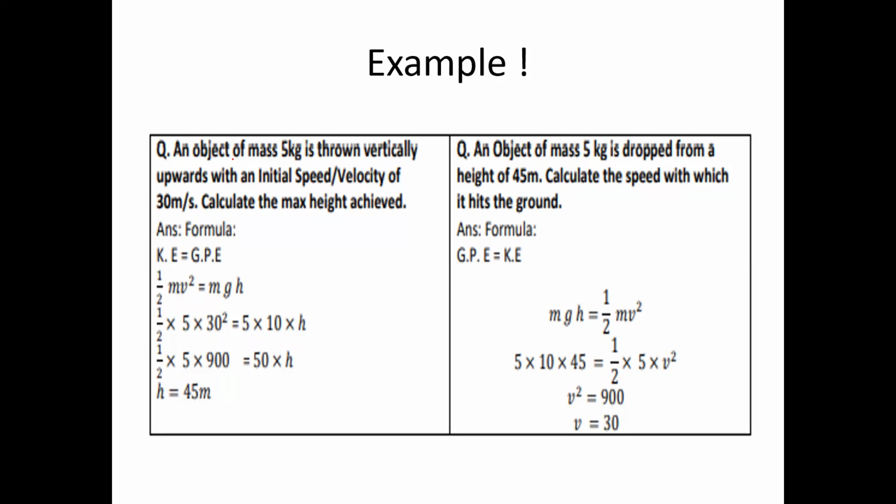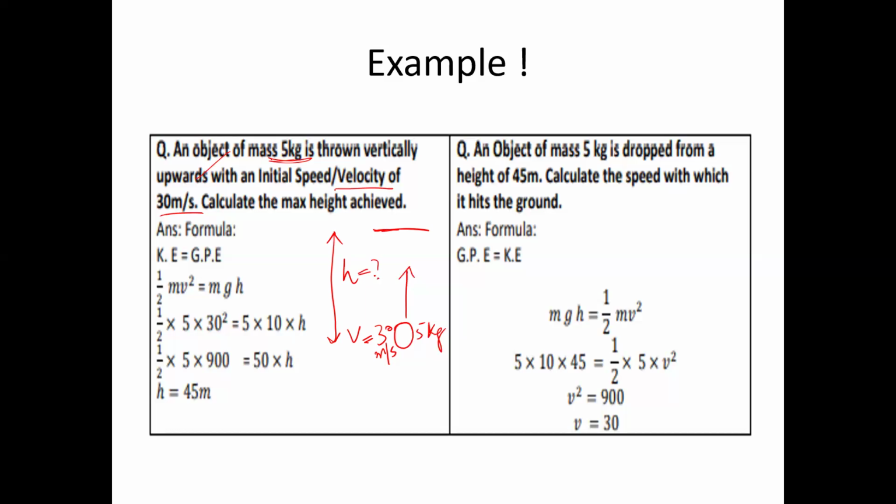So let's see, there's an object, its mass is 5 kg, which is thrown vertically upward with an initial velocity of 30 meter per second. So let's say this is a mass which is being thrown upward, and this mass has a value of 5 kg. When it is thrown vertically upward, its initial speed was 30 meter per second, and definitely it reaches some maximum height. So let's call this our maximum height where the ball has reached. The question says calculate this height.